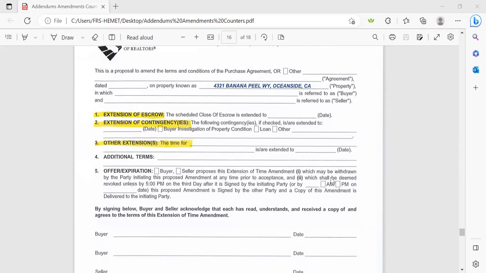Other extensions are just other extensions for things that have to be done during the course of time. Maybe there's termite work that was supposed to be done, but the termite people couldn't get out there in time. Maybe there's damage because of the termites they found after they were there. Maybe they're waiting for a well report to come back because they had to send off to Riverside County for a well inspection, and who knows what the situation is. This is just allowing us to change things if we need to.